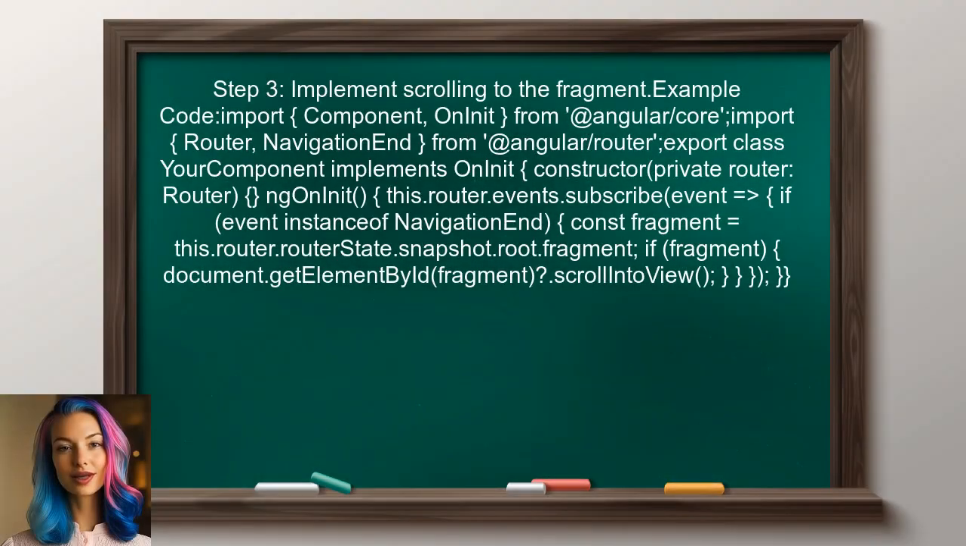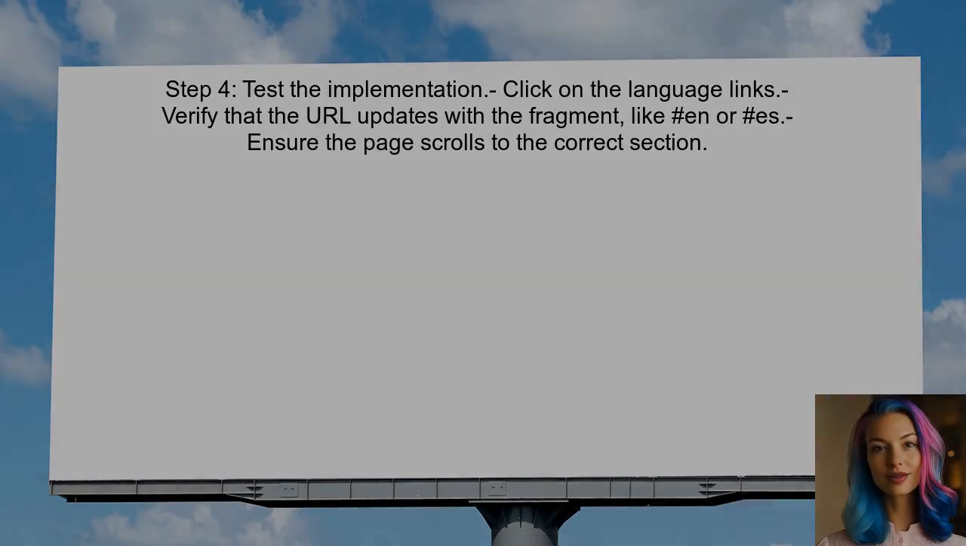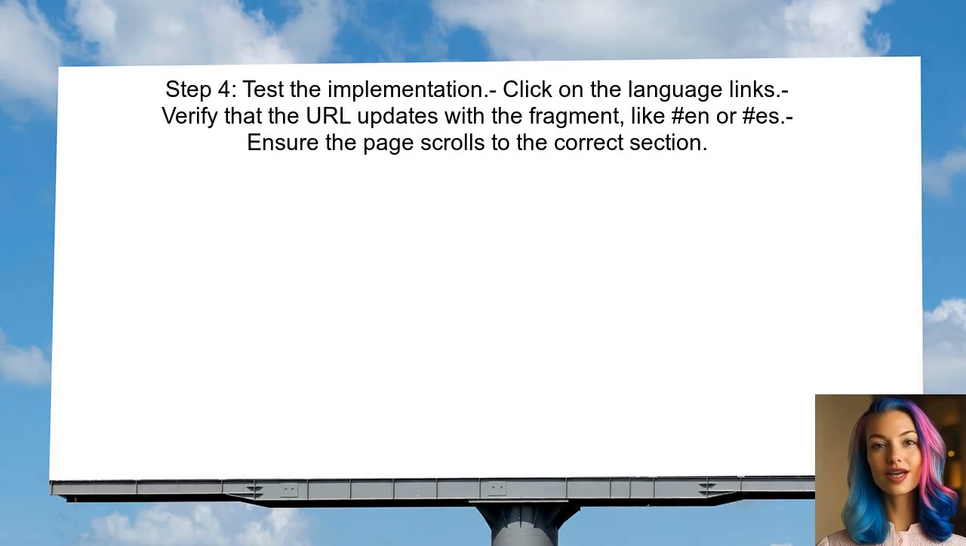Now, the user should implement a method in their component to scroll to the fragment when the route changes. This can be done by subscribing to the router events. Finally, the user can test the implementation by clicking on the links generated by the ngFor loop. Each click should update the URL with the corresponding fragment and scroll to the appropriate section of the page.